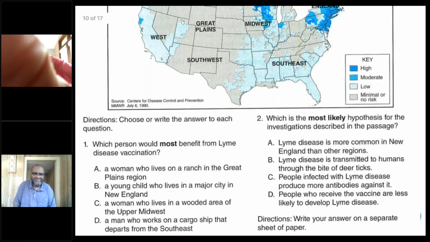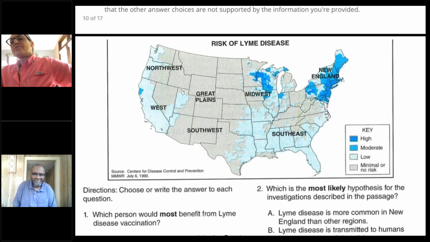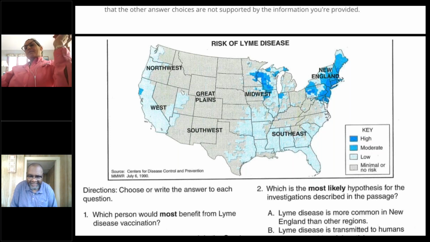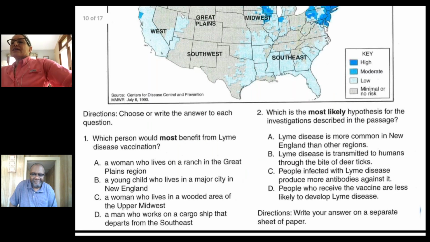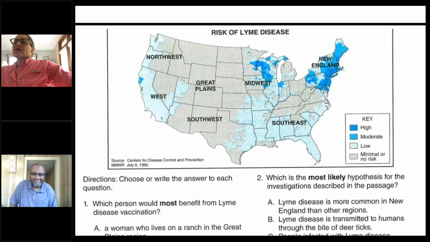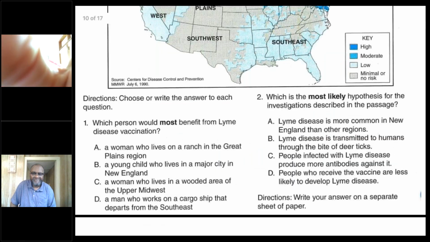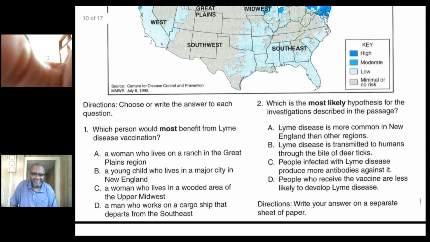B, a young child who lives in a major city in New England. Yes, she would need a Lyme shot, in the high range. But there's a trick to that, because Lyme disease comes from ticks in the woods. So we're going to see if there's a better fit for a vaccine, because if they're in a big city, they're probably not out in the woods much. How about C, a woman who lives in a wooded area of the upper Midwest?